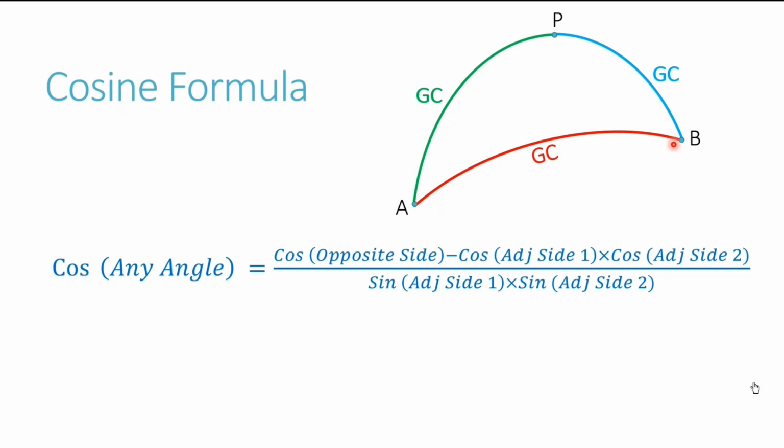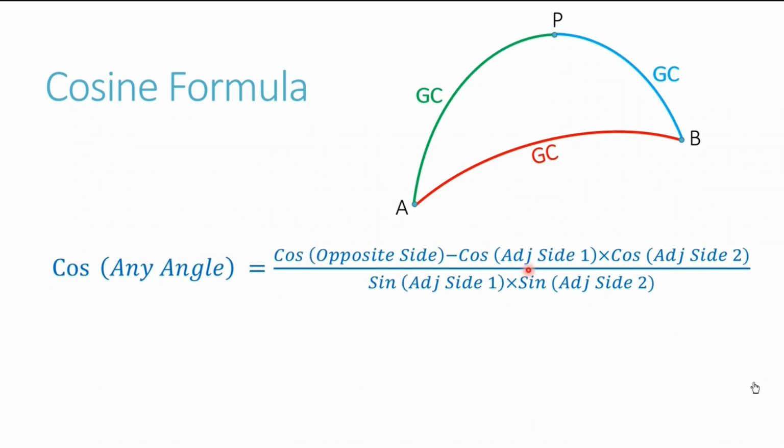You can see that in this formula, the cosine formula, on the left hand side we can have any angle. In our case, angle Papa, angle Alpha, or angle Bravo. And on the right hand side you see all the terms are related to the sides of the triangle.